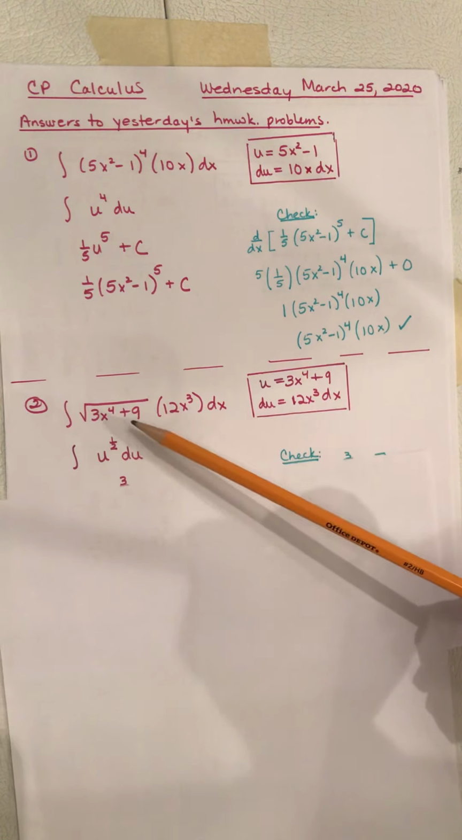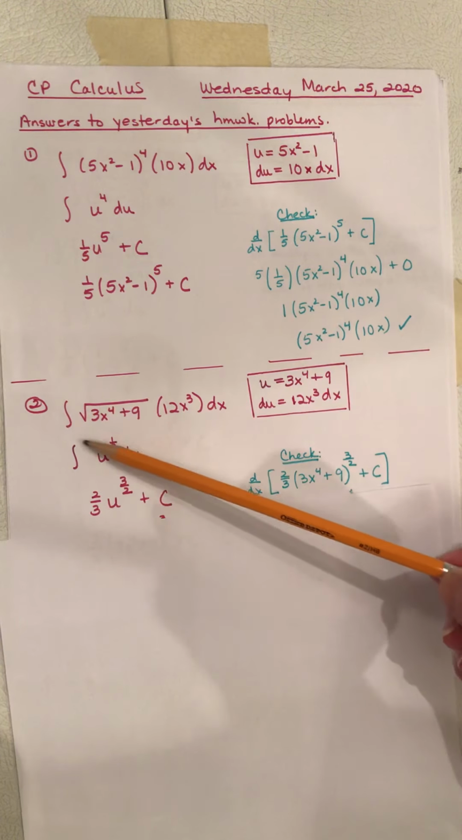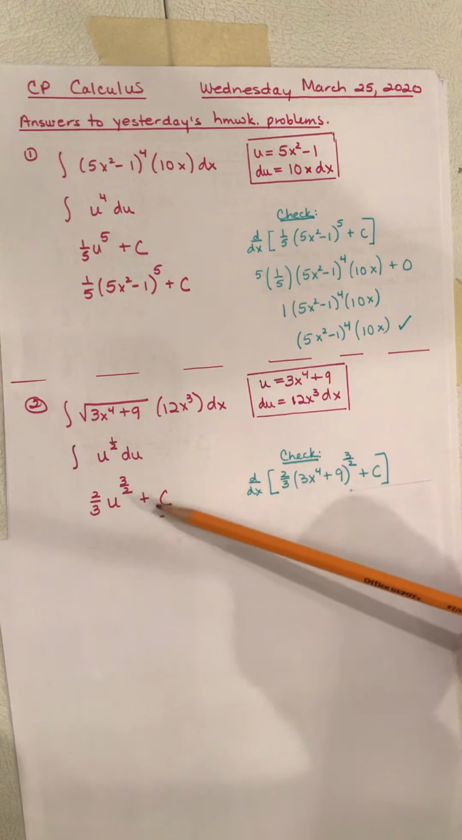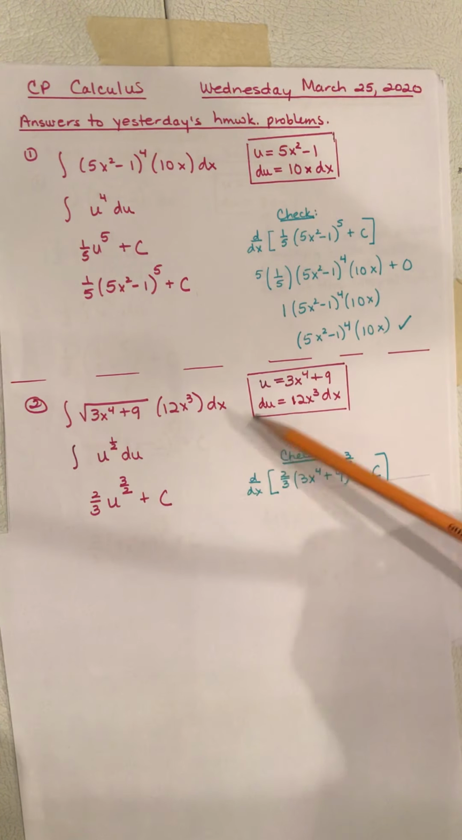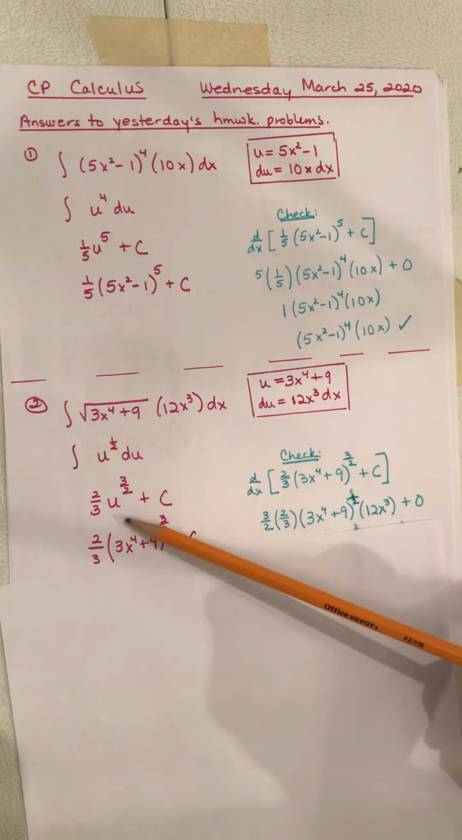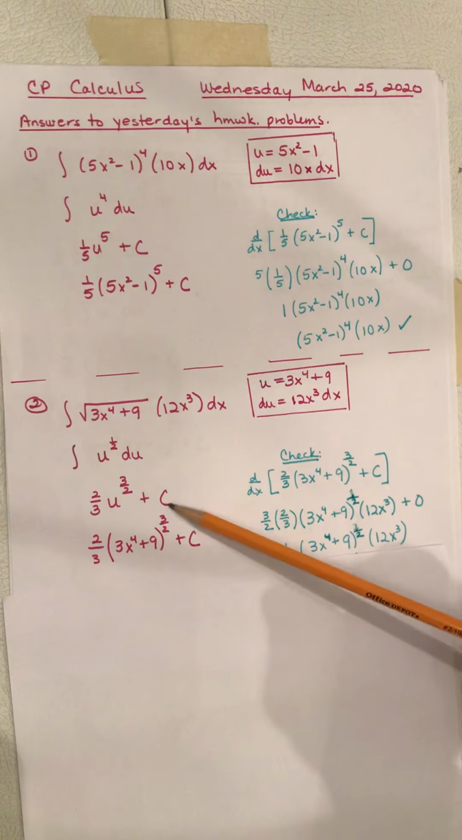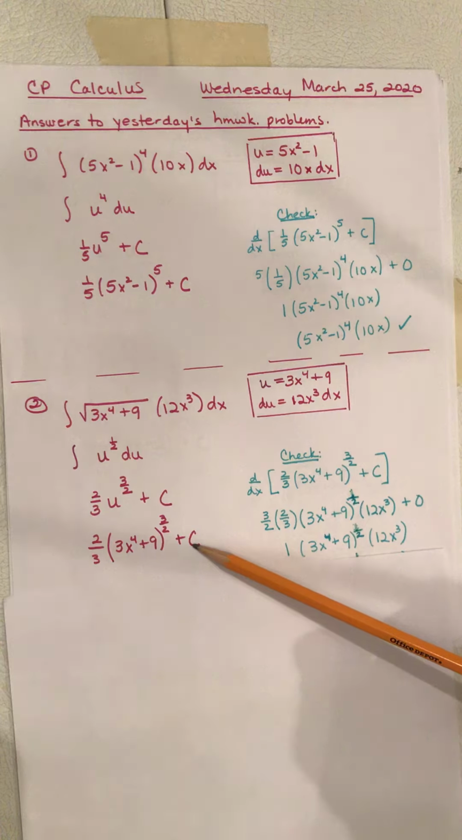Now we integrate. Add 1 to the exponent, get 3/2. Divide 1, the current coefficient, by 3/2, we get 2/3, plus c. Then put the x's back in for u. So we get 2/3 times 3x to the fourth plus 9 to the 3/2 plus c.